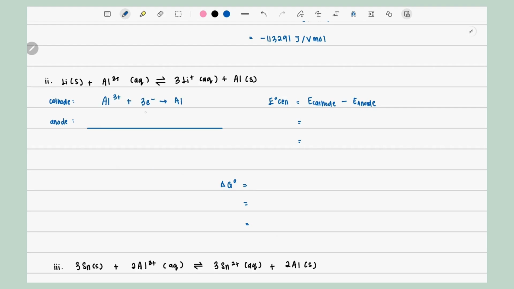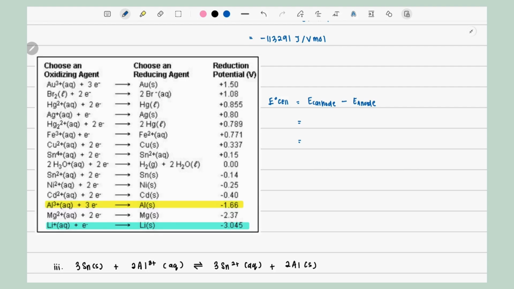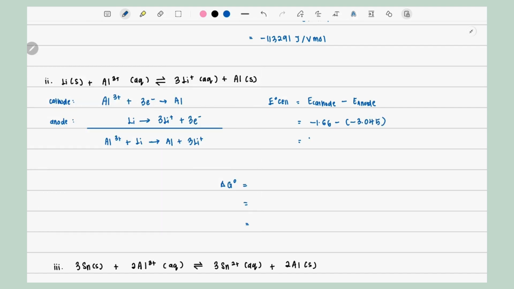For the next question, we will determine the same thing, which is the half equation, and then we will refer to the table to determine the value of the cathode and the E naught, and we will calculate the E naught cell. We will get 1.385 volt.